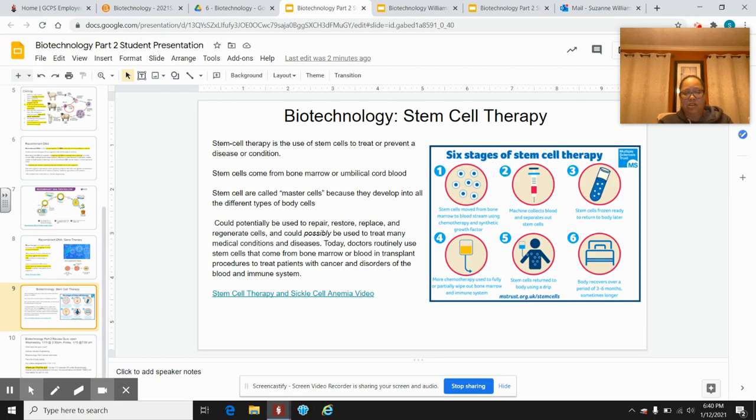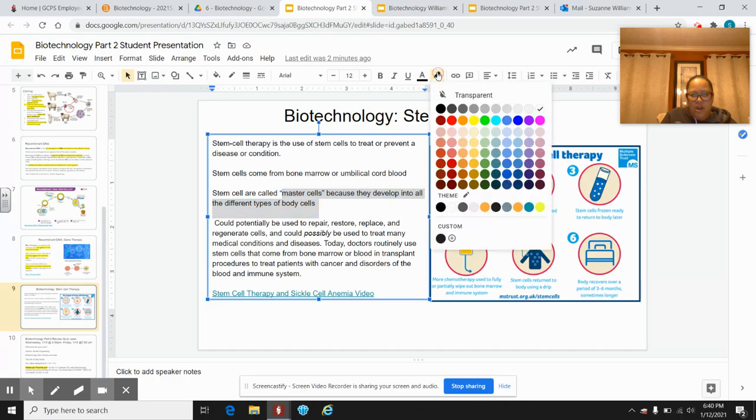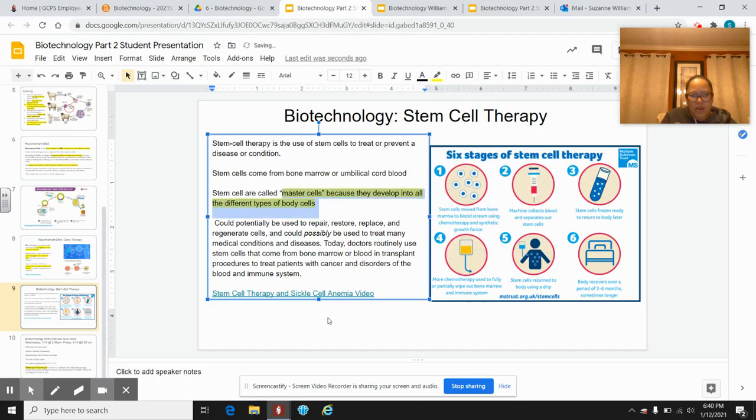So what I would like you to do is stop here and watch the stem cell video. I'm just going to highlight really quickly what stem cells are and where they come from. But you need to make sure that you take a look at these 6 steps and that you recognize that diagram. All right, so after the video, we just got one more slide.